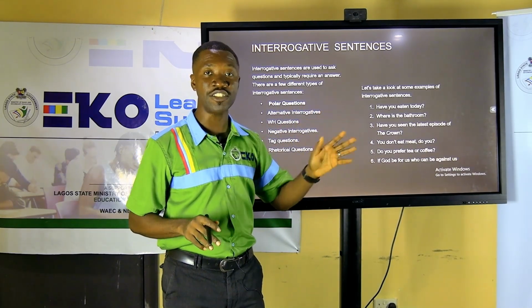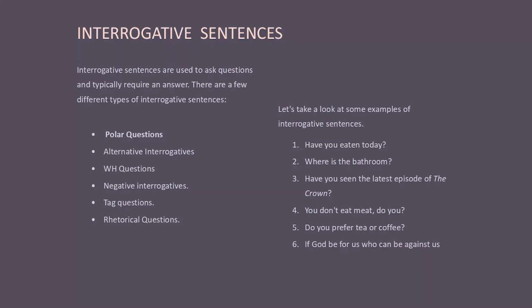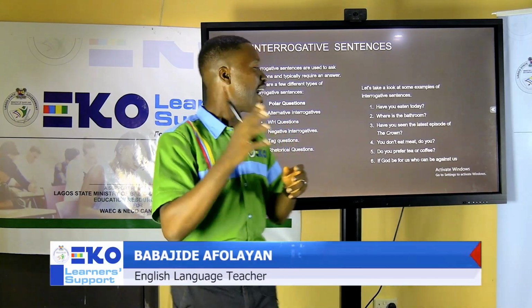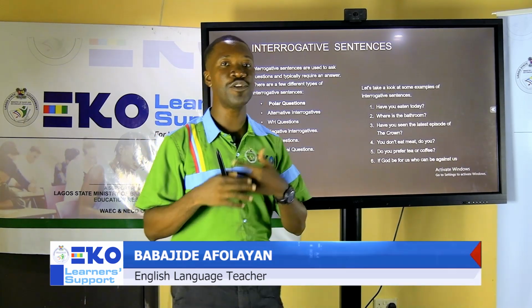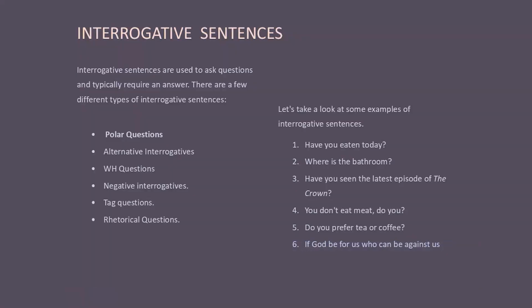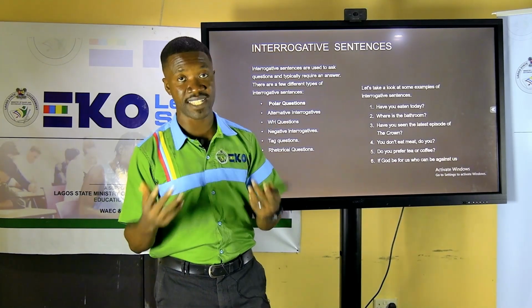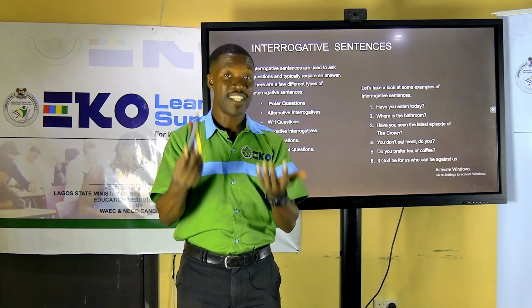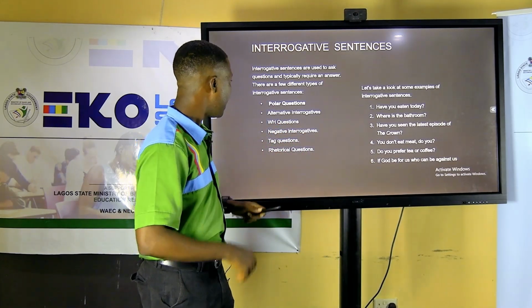The next sentence, according to function, that we'll be looking at is the interrogative sentences. At the beginning of the class or the lesson, I asked certain questions. When you say interrogative sentences, we are talking about sentences that we use to ask questions, like I did at the beginning of the class, and typically require an answer. There are a few different types of interrogative sentences. Even though we need to know that we have some questions that really do not require answers, we will look at that also in this particular aspect.